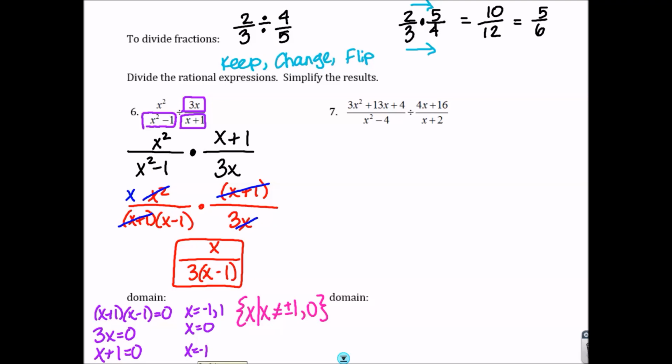So again, we're going to follow the keep, change, flip rule. We're going to keep the first fraction the same, change the division to multiplication, and flip the second fraction. Then we need to factor. To factor the numerator of the first fraction, you can use factoring by grouping, you can use the box method, you can use guess and check, you can use whichever method you feel most comfortable with.